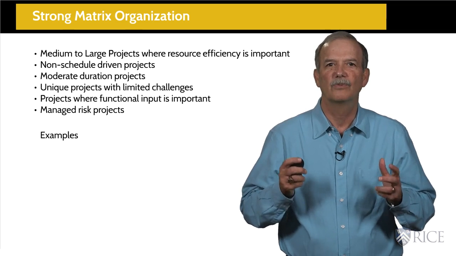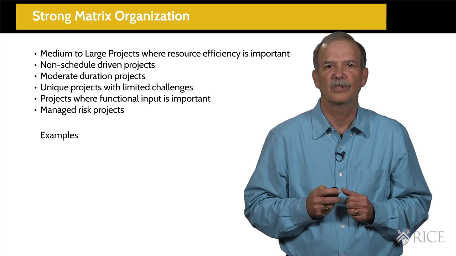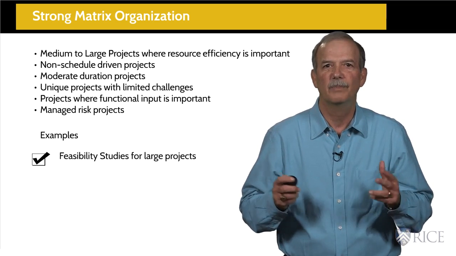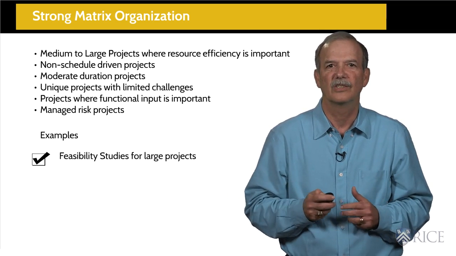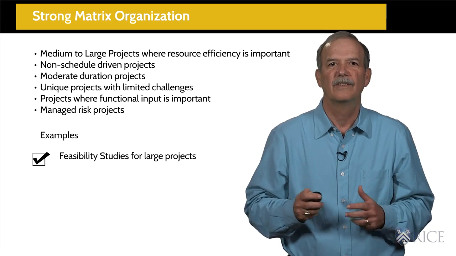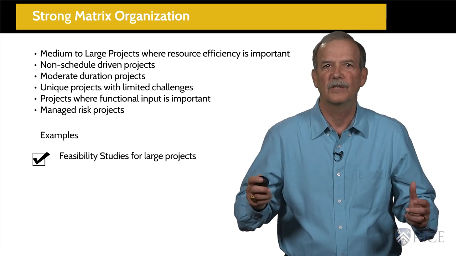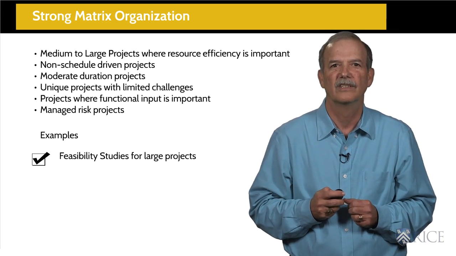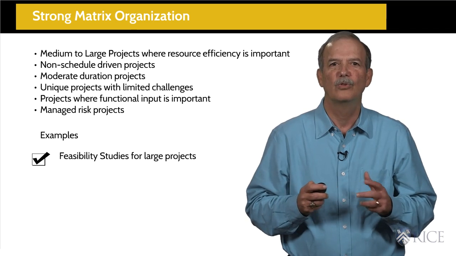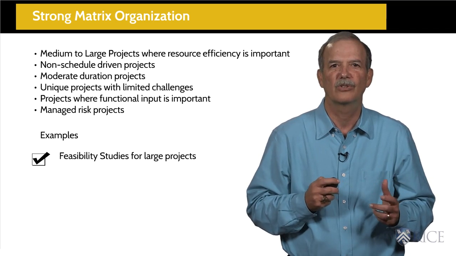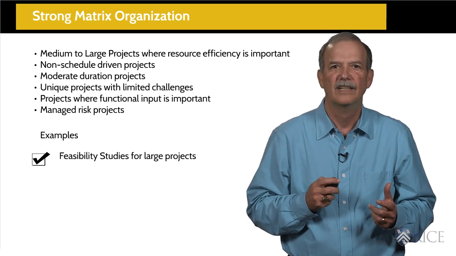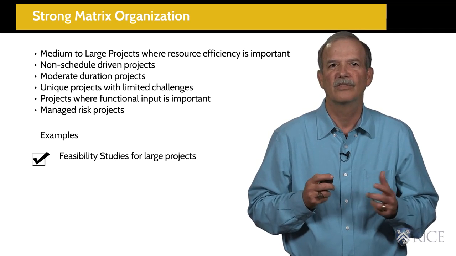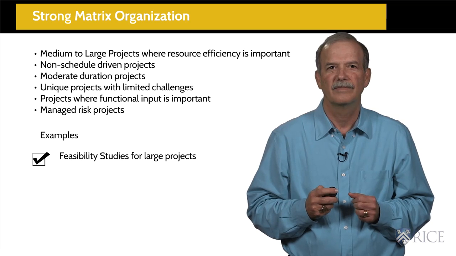Some good examples of strong matrix organization projects include feasibility studies for large projects where we want to have all the technical input from the functions with the coordination control of a project-based organization. These projects tend to be too large for a part-time project manager to keep track of and control, and they need more attention because of their size and complexity.